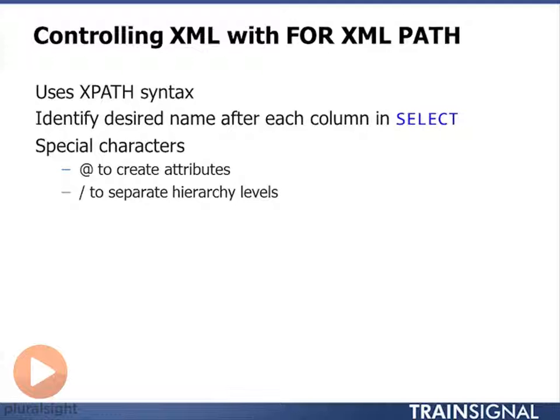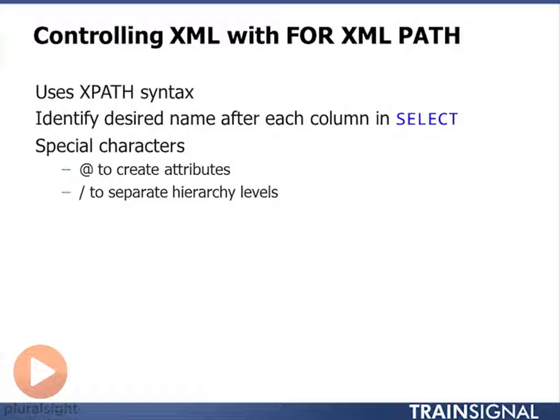But the big power comes in how we're going to identify what to do with each column. The way that we're going to do this is by utilizing a little bit of XPath syntax. We identify not only the name, but also the location after each column, basically by aliasing it. There are two little special characters that we want to know, and that's going to be the @ and the /. The @ for an attribute, the / to indicate a hierarchy.